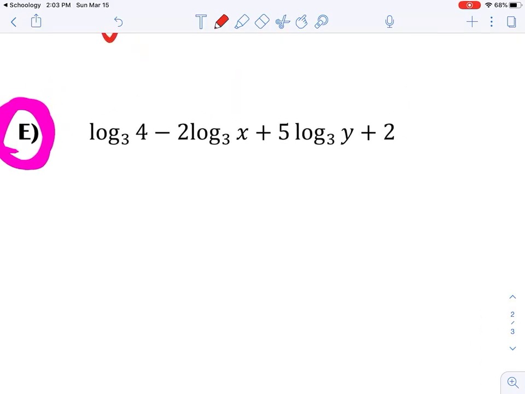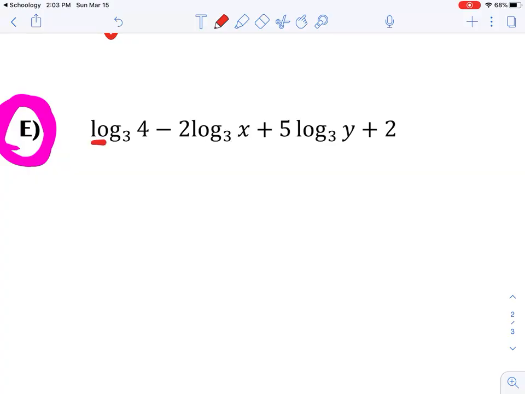All right, last but not least, we have our last problem that's a little bit different. What you should notice that's different about this is that this is a log base 3 of 4. This is a 2 log base 3 of x. This is a 5 log base 3 of y. It's not y plus 1. If this was y plus 1 like this, it'd be just like the ones that we've been doing, but it's not. So this right here is not a logarithm.